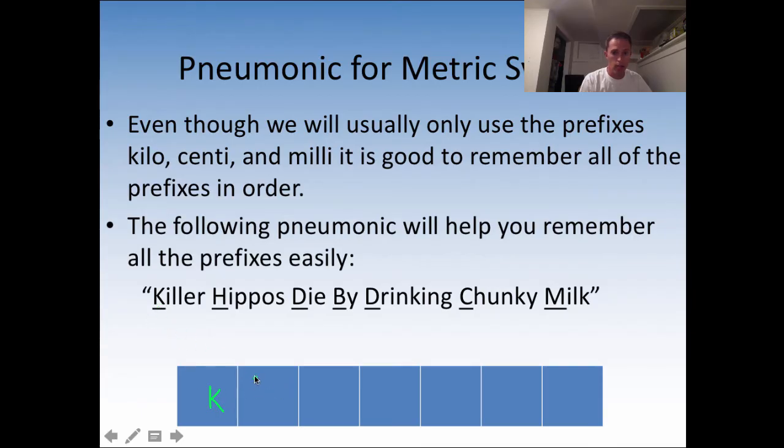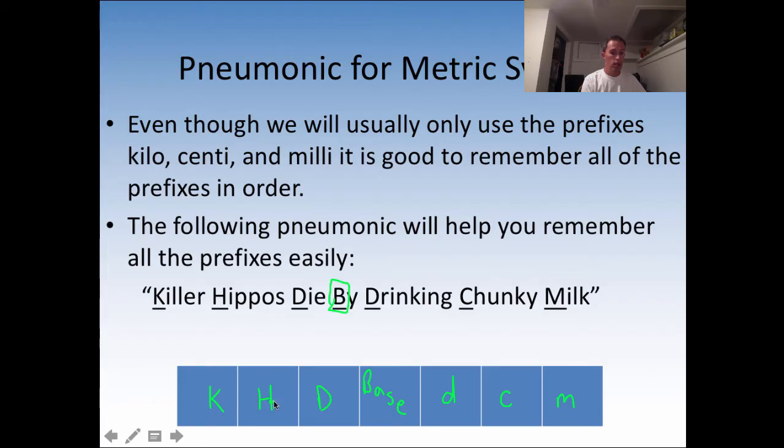So K goes in the first box, H goes in the second box, D, and then the B is for the base unit. So I always write base in this box. And again, that's the meter, liter, and gram. Drinking is for deci. The C here is for centa. And the M is for milli. And so if you remember this mnemonic, killer hippos die by drinking chunky milk, if you just write the first letter of that saying across, you'll always have all the prefixes in the metric system.